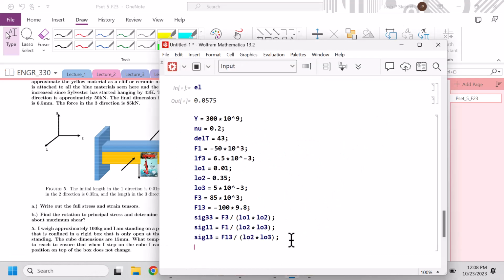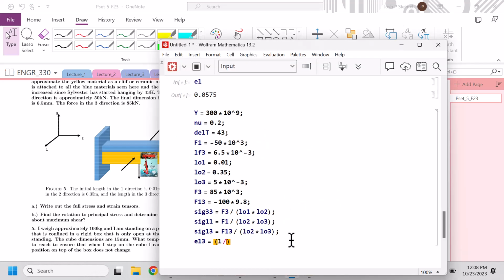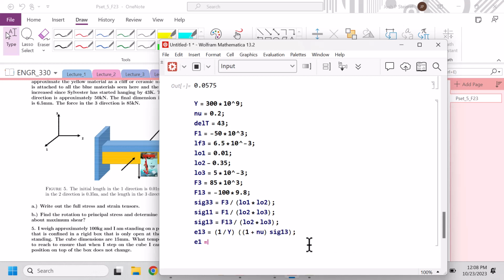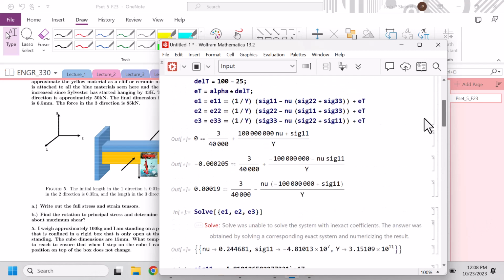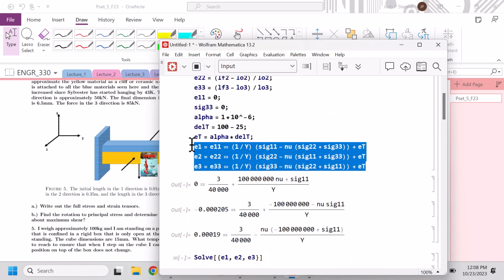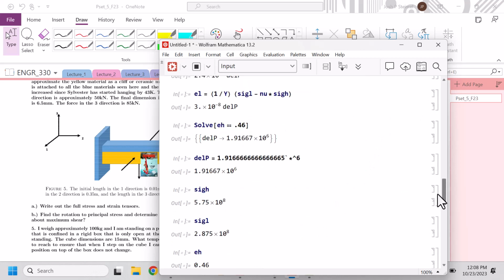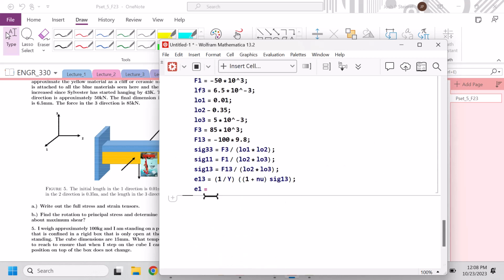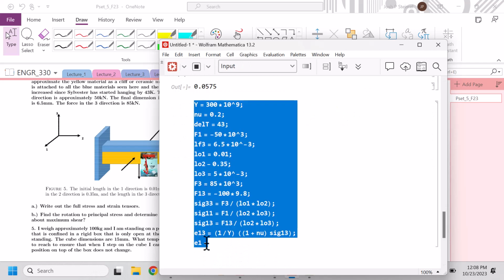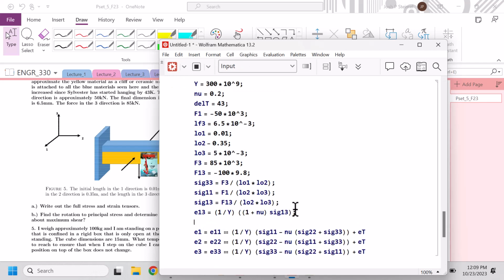Fantastic. So I could also do E13 is equal to 1 divided by Y times 1 plus nu times sigma 1-3. That's an independent expression. E1 is equal to, and I'm going to copy and paste these right up here. And then we'll define E_T as well. Oh, no. Oops. That could have been a disaster. Save often. Delta E_T is equal to alpha times delta T. So let's shift enter all of those.